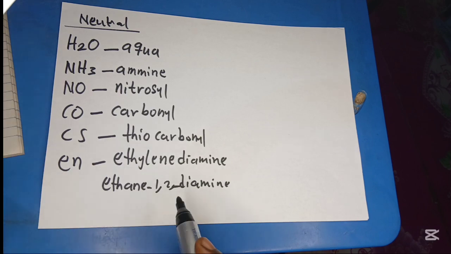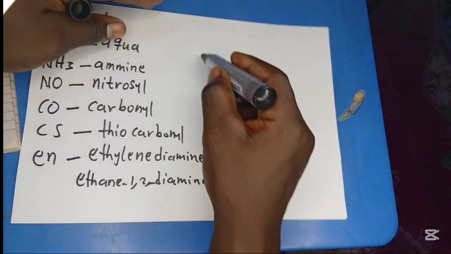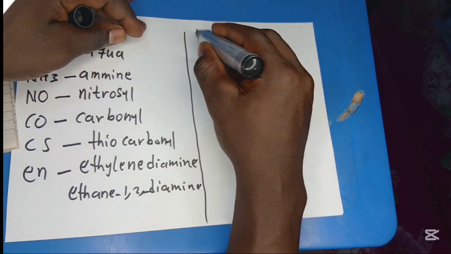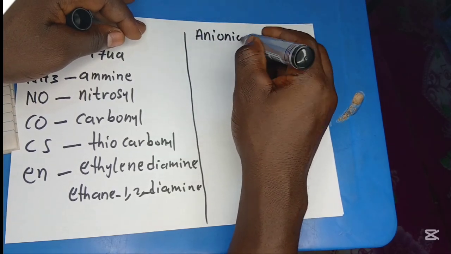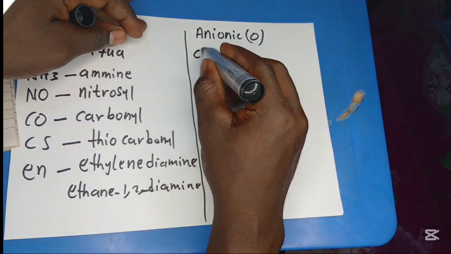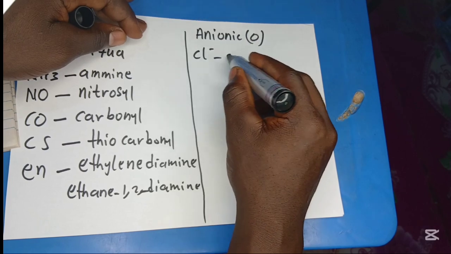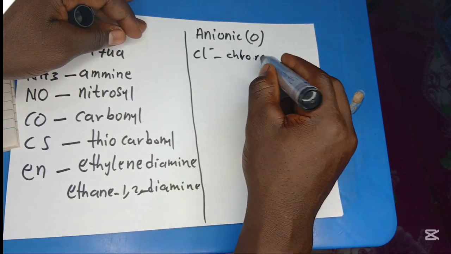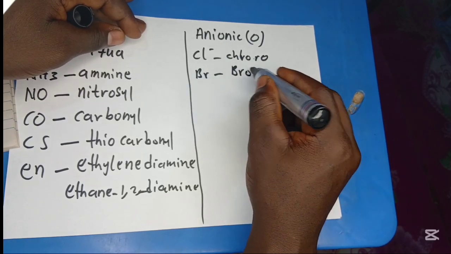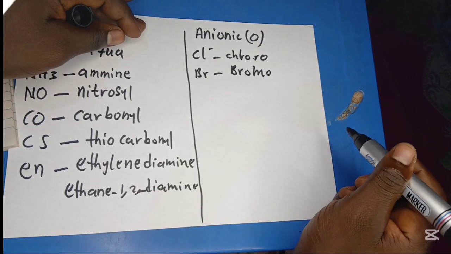Now let's look at the anionic ligands. For the anionic ligands, their names usually end with the suffix O. So let's start. Chlorine as a ligand is called chloro. Bromine as a ligand is called bromo.